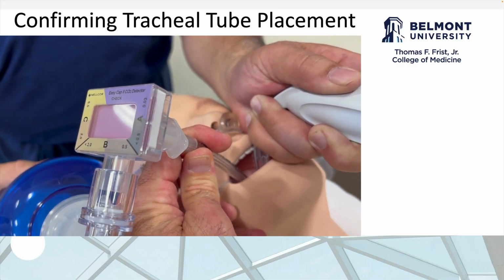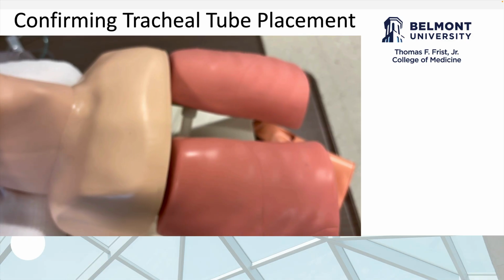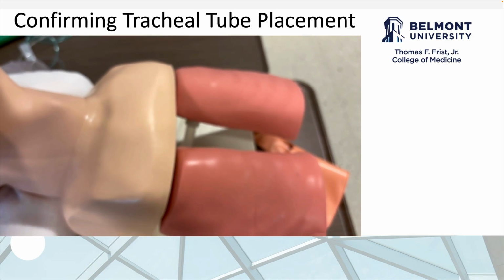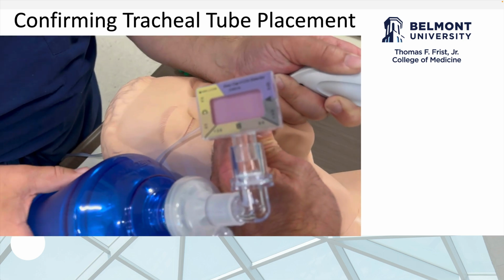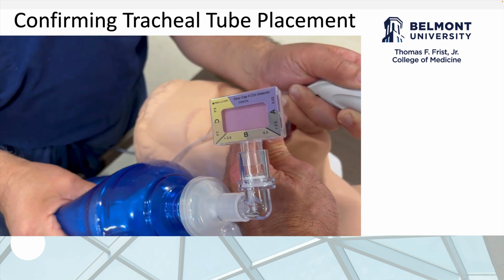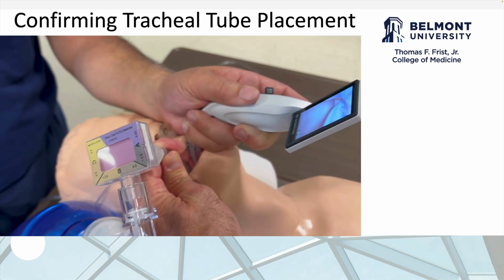And then we'll go ahead and ensure, and it looks like we have good air movement. At this time, an assistant would also listen to the lungs, and we'll notice that the end-tidal CO2 detector has a color change. So we try to use multiple methods to confirm endotracheal tube placement.